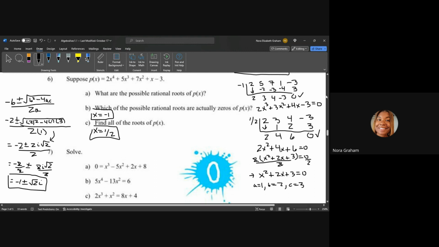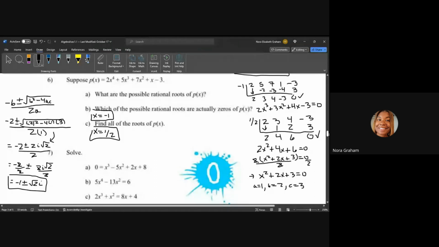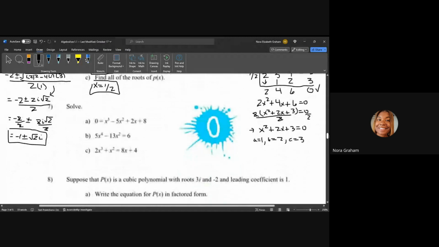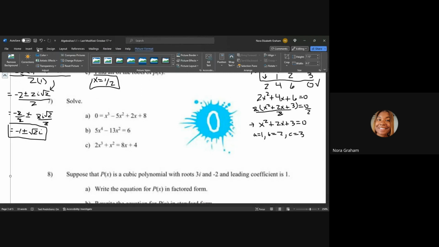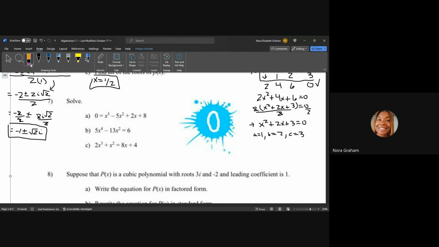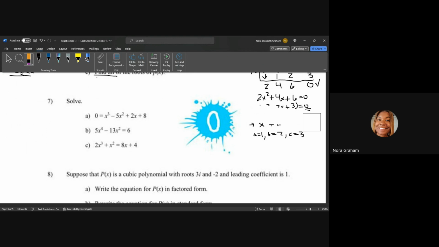I'll give you guys time to copy that down because I'm going to have to do some erasing soon. And let's move on to these ones. Let me just do some erasing. Give myself some room. Okay. So now these ones, we're going to start solving.